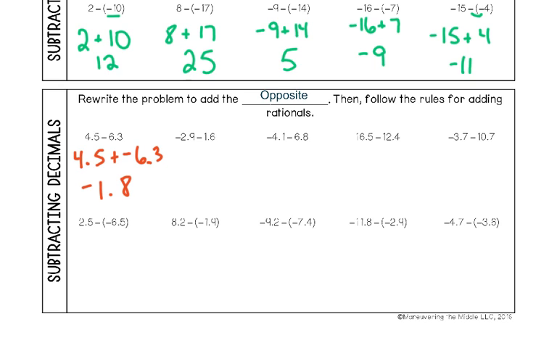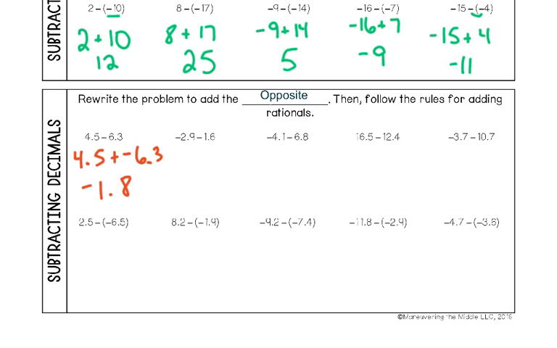As you can tell, this is getting very repetitive. You're going to do the same process that we've been doing for all these problems, so I'm going to skip around. I'm going to do one more in this section. I want you to try the rest by yourself, and then we can check in class. So let's go ahead and look here. Let's do 2.5 minus negative 6.5. When you see a minus negative, you know that means plus.